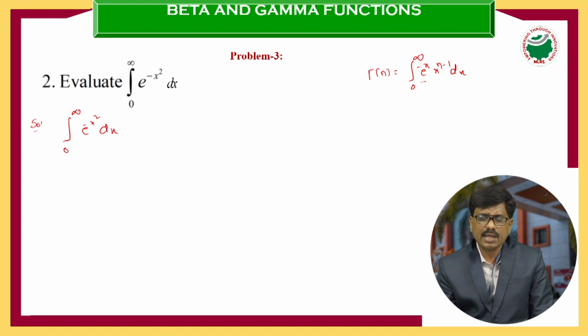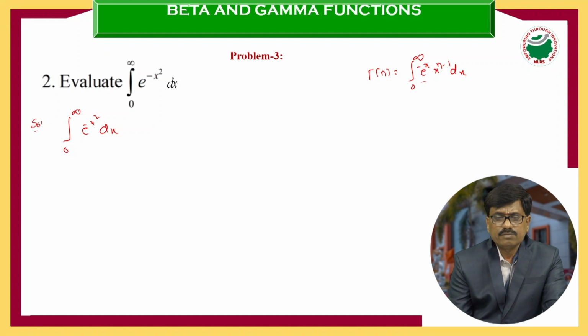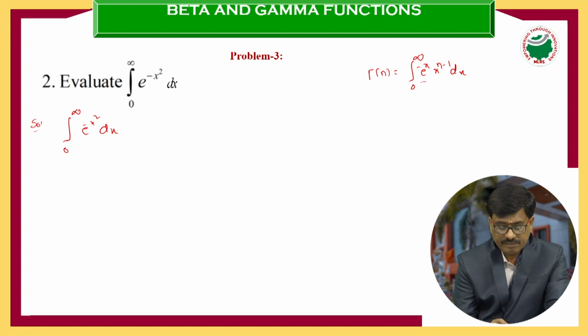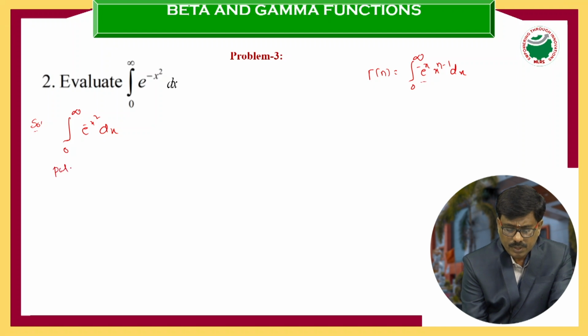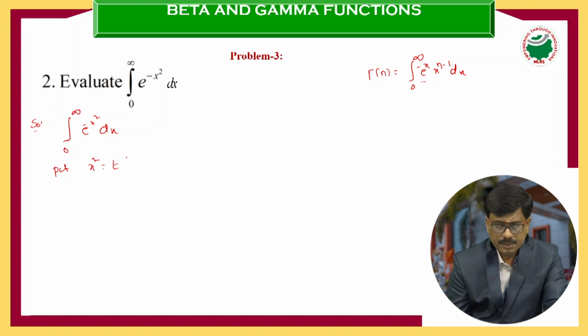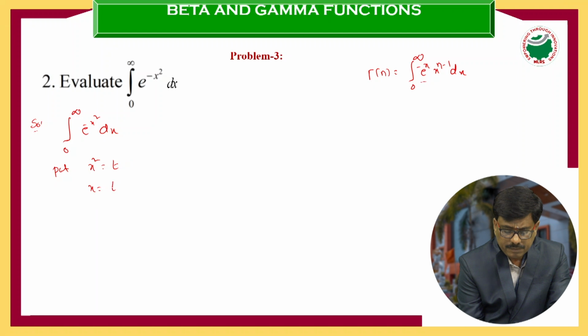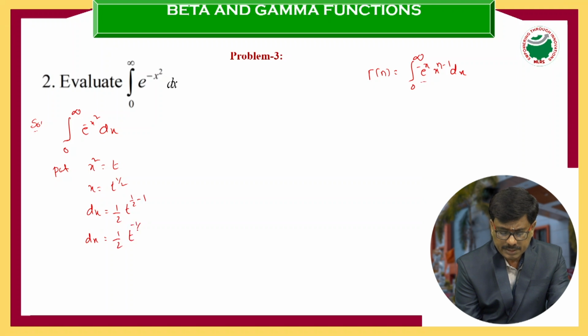Minus x. It should not be any powers, maybe cube, maybe 2x. Such functions we are going to transform into single degree functions. Now I need to convert x square into linear form. Put x square replaced by t or y, we take any variable. Now x becomes t power 1 by 2. dx is equal to 1 by 2 into t power 1 by 2 minus 1. dx is equal to 1 by 2 into t power minus 1 by 2 into dt.